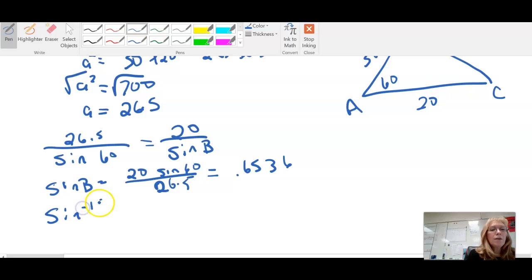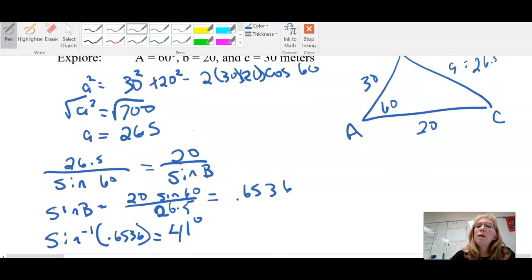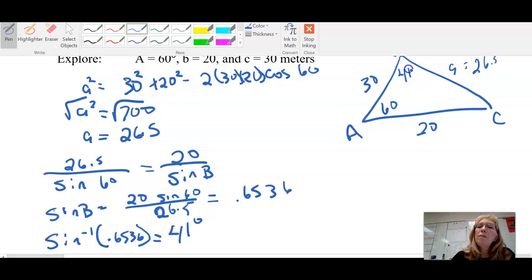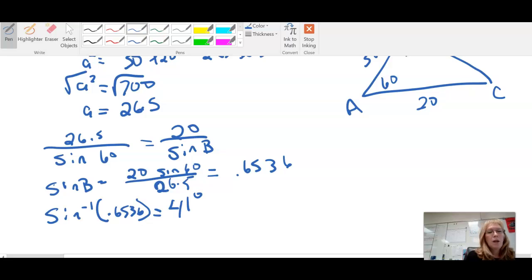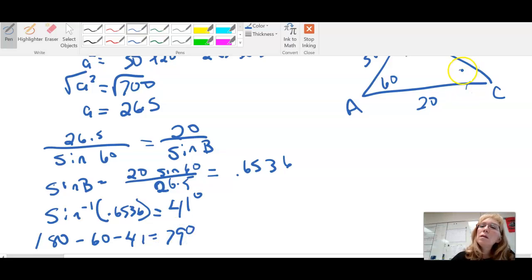Inverse sine of your answer. And you should have gotten roughly 41 degrees. So now we've got 41 degrees for B. To calculate C, I should have written smaller. You take 180 minus 60 minus 41, and that equals 79 degrees. All right, now you've calculated your triangle. I hope you did a good job.